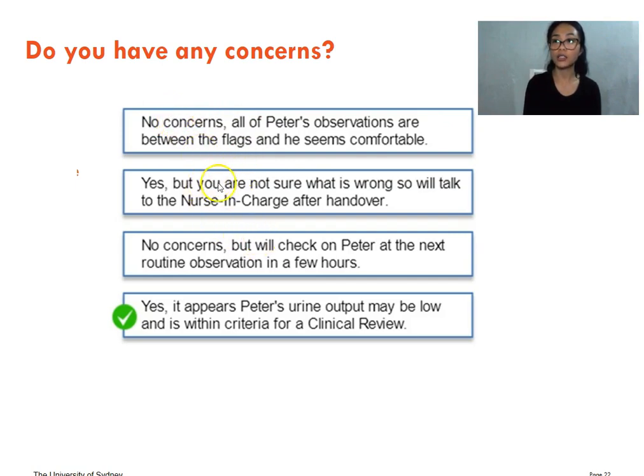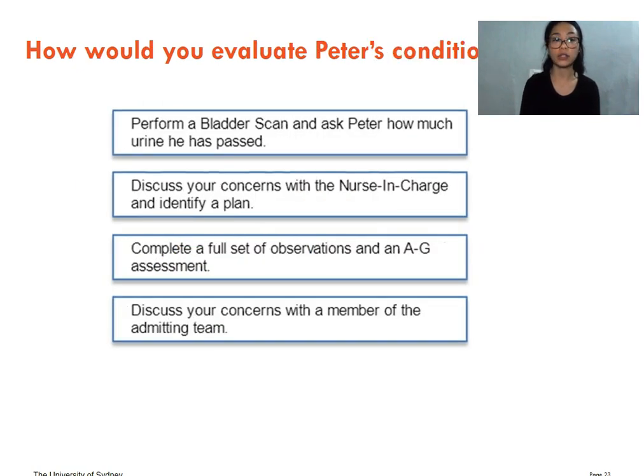If you are concerned about a patient, you should always talk to the nurse in charge, so the team leader. But you should first complete a full set of vitals and an A to G assessment before you do so. That way you'll have a good ISBAR for your team leader or your nurse in charge. The same reason why the top answer is considered incorrect: while Peter's observations are between the flags, we've got that low urine output, which is an early sign of deterioration and an additional yellow zone criteria.